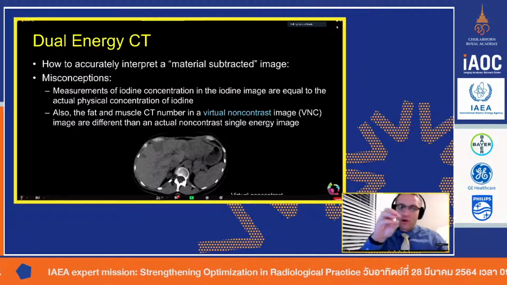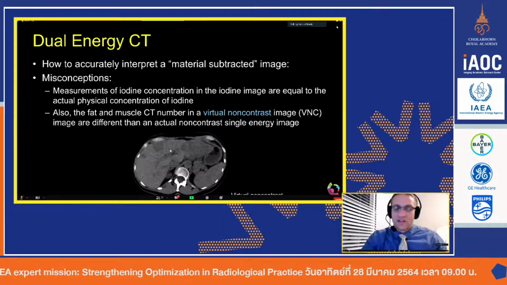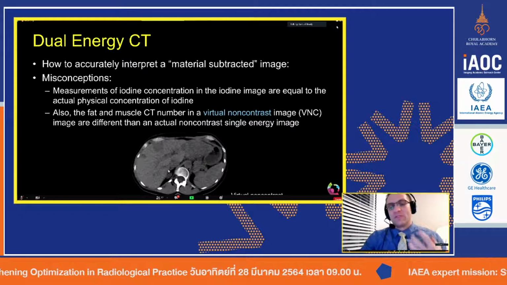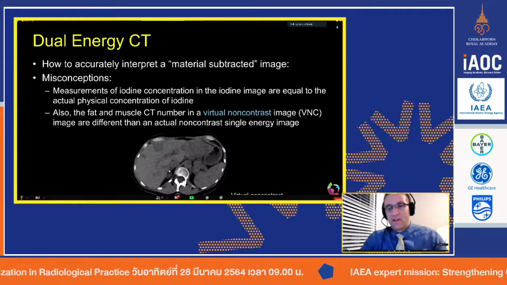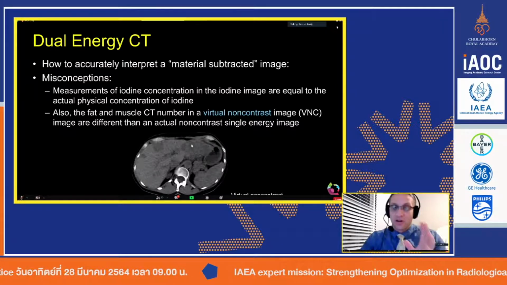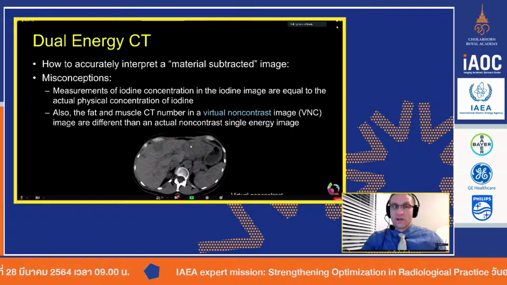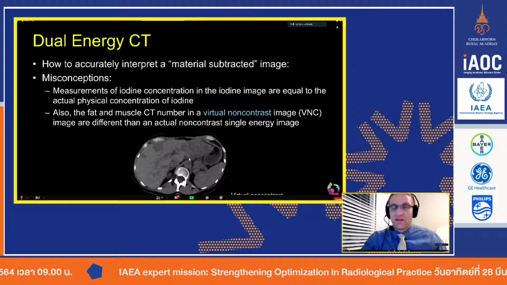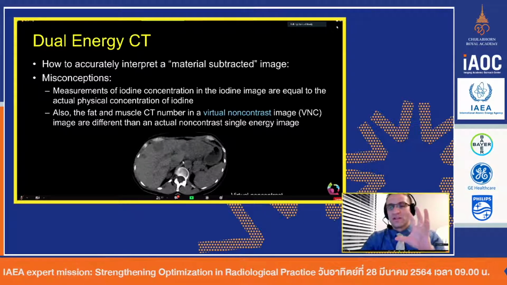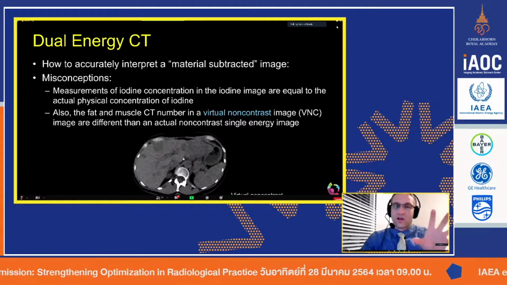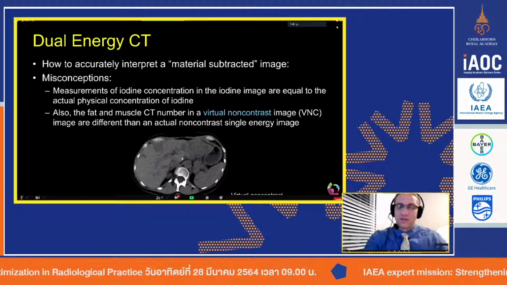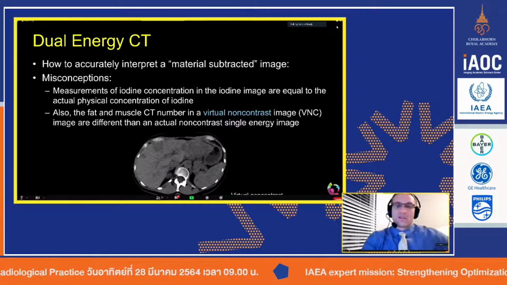So if you put an ROI on any one of the tissues and you want to look at the CT number, the CT number is going to be inherently different than it would be if you acquired the image on a true non-contrast single energy CT. Therefore, the fats and the muscles, the CT numbers themselves, are going to be subtly different in a virtual non-contrast image acquired with dual energy than they would be with a single energy true non-contrast image.